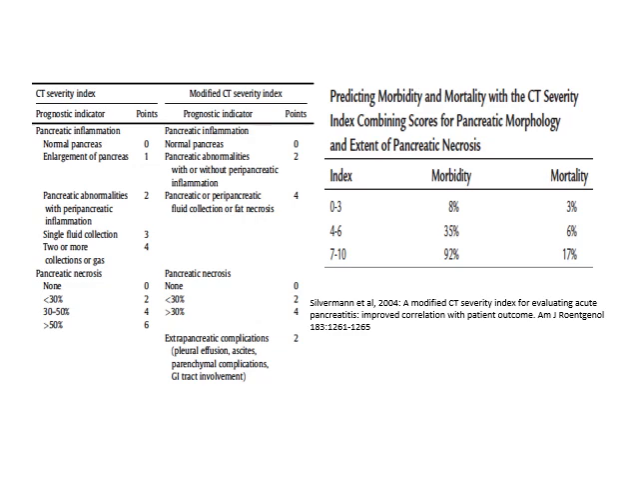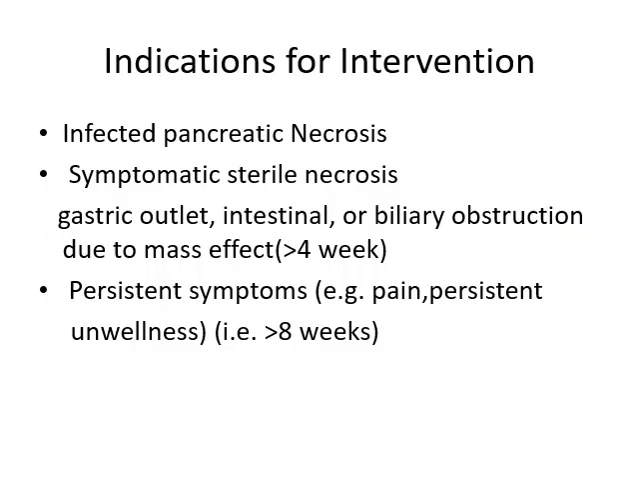With this index, we get to know the prognosis of the patient who has infected pancreatic necrosis. If the score is from 0 to 3, the morbidity is 8%, and the mortality is only 3%. If the score is from 4 to 6, the morbidity is 35%, and the mortality is 6%. And then for severe cases, from 7 to 10 by score, the morbidity is 92%, and the mortality is very high, 17%.